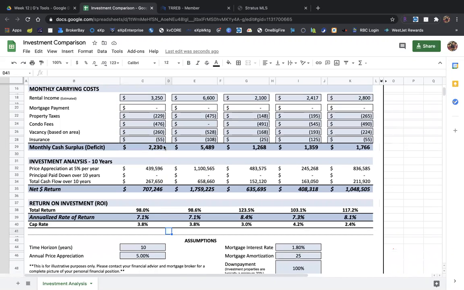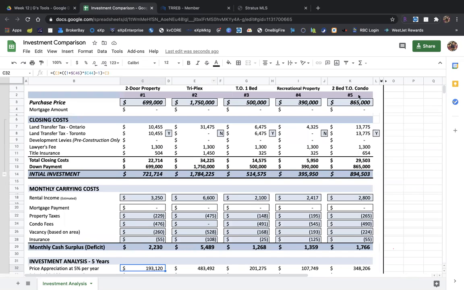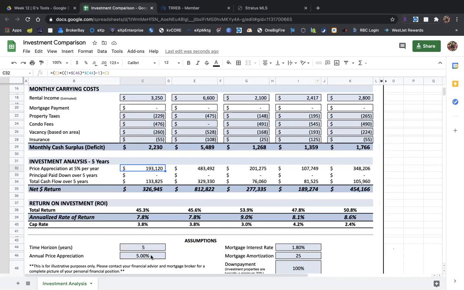But yeah, I know what you mean. And then the price appreciation is still there, right? So 5 years from now, he's still up. He's going to make 200 grand just in price appreciation. Now, if we were comparing all Toronto properties, maybe I can change this price appreciation number to, let's say, 8%.